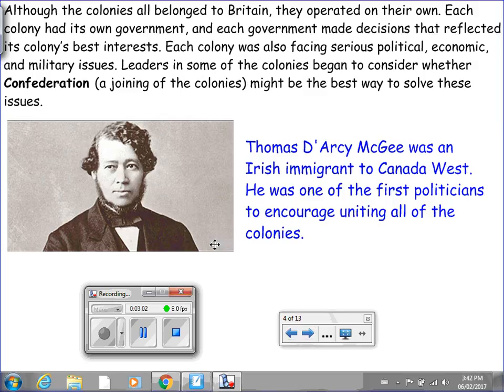This man on the left is Thomas D'Arcy McGee. He was an Irish immigrant to Canada West, and he was one of the first politicians to encourage uniting all of the colonies.